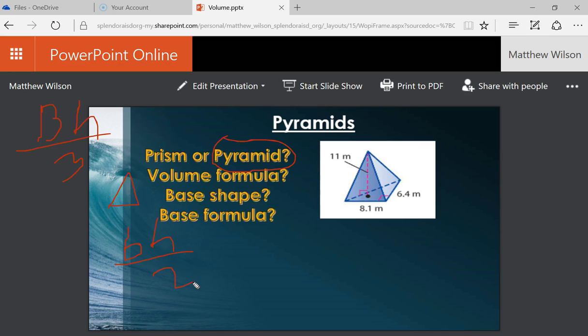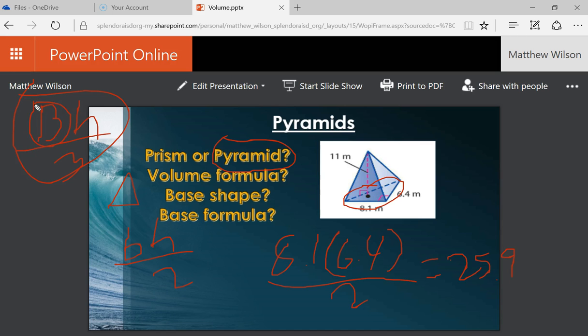So to find the area of the base, this face down here, we're going to do 8.1 times 6.4 divided by 2. And that's going to equal 25.9. So we've plugged that into our volume formula up here. We plug it in for capital B.